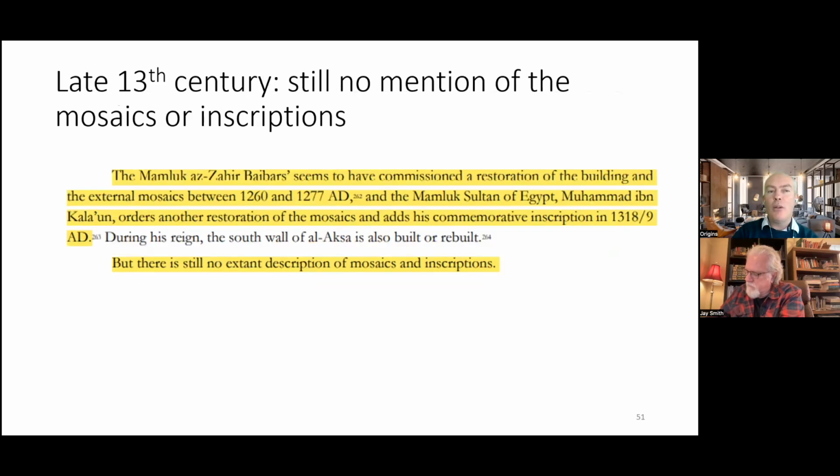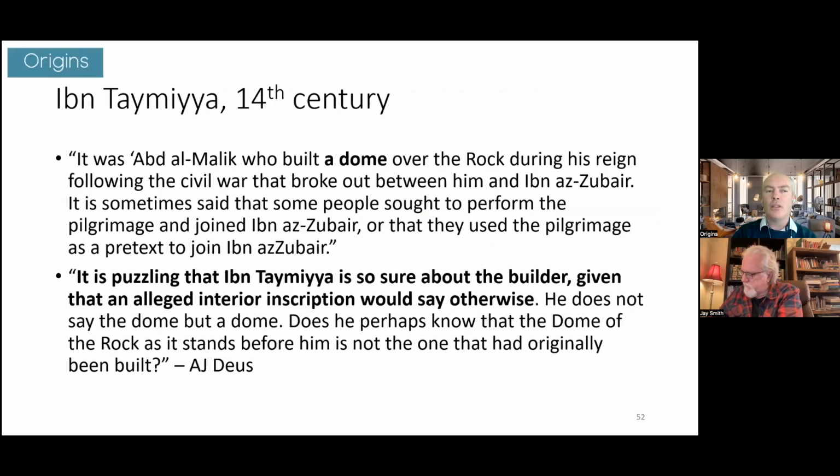Late 13th century, still no mention of the mosaics or inscriptions. The Mamluk Az-Zahir Baybars seems to have commissioned a restoration of the building and the external mosaics between 1260 and 1277. And the Mamluk Sultan of Egypt, Muhammad ibn Kalaun, orders another restoration of the mosaics and adds his commemorative inscription in 1318. During his reign, the south wall of Al-Aqsa is also built or rebuilt, but there is still no extant description of mosaics and inscriptions. So again, it's pushing on further and further in time with no mention of the inscriptions.